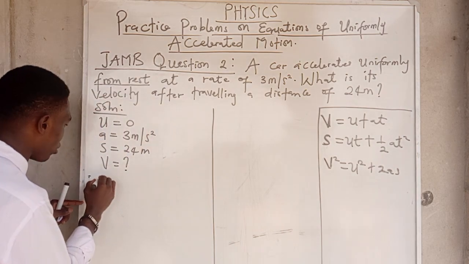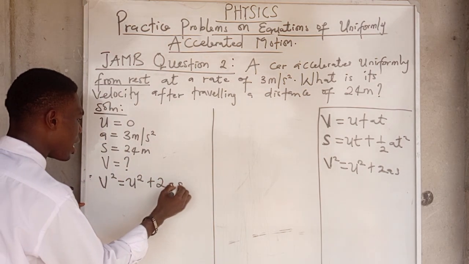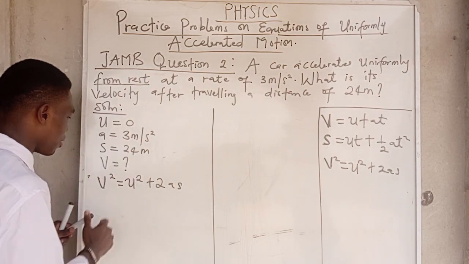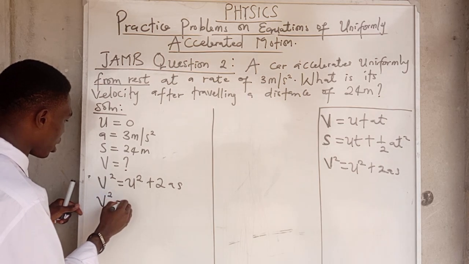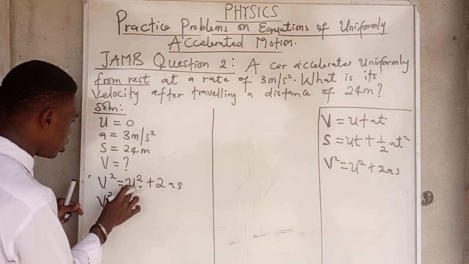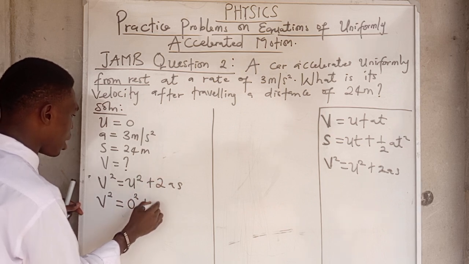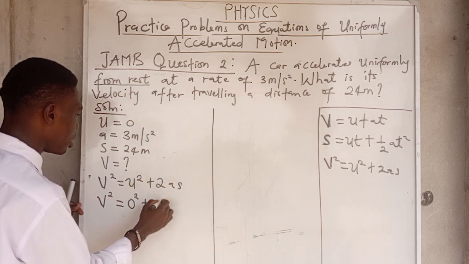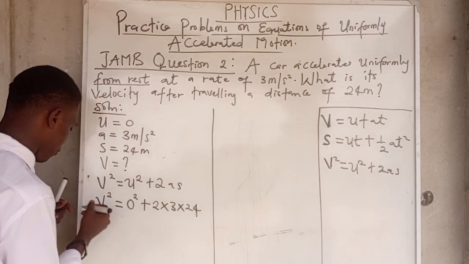So we're going to lift that equation. v squared is equal to u squared plus 2as. And then we're going to substitute the values of everything we are given. We're looking for v, so we retain v. v squared is equal to, what's our u? u is 0. So write 0 squared plus 2as, which means 2 times a times s. So this is 2 times a, 3, times s, 24. Are we following now?